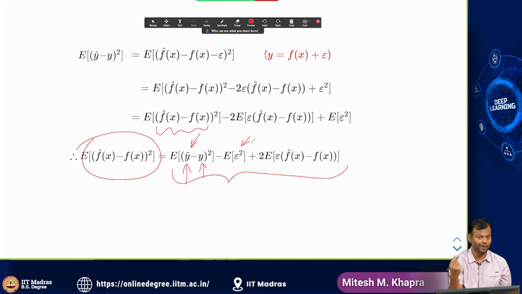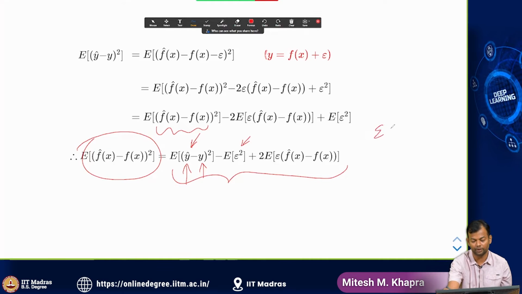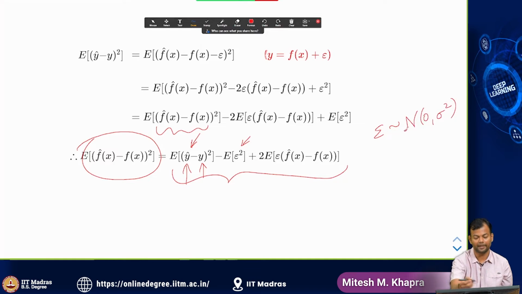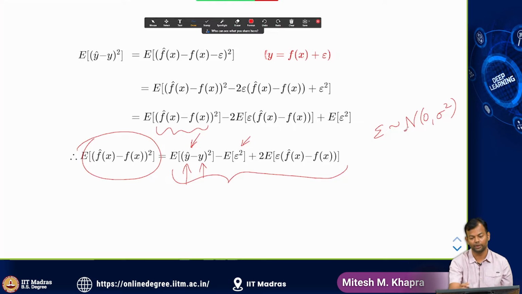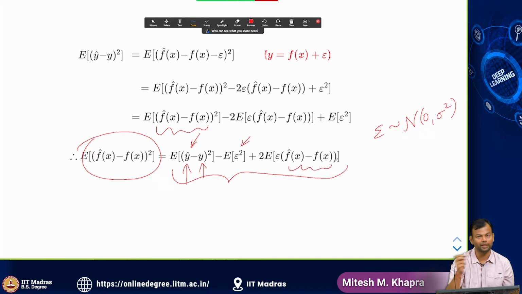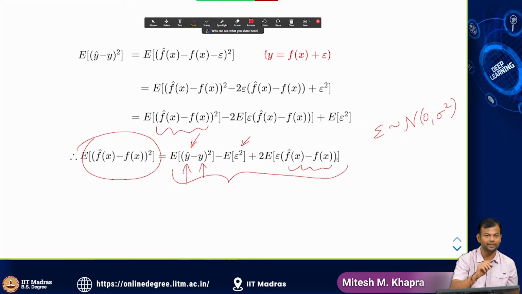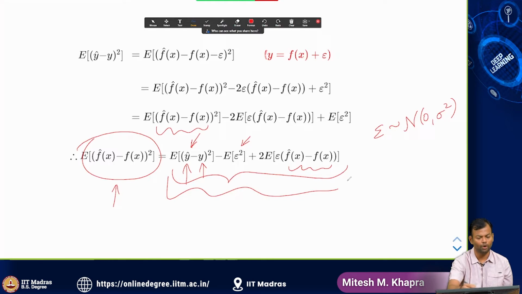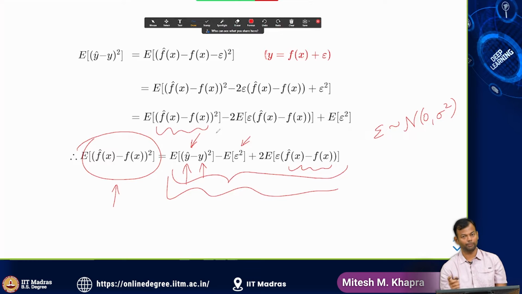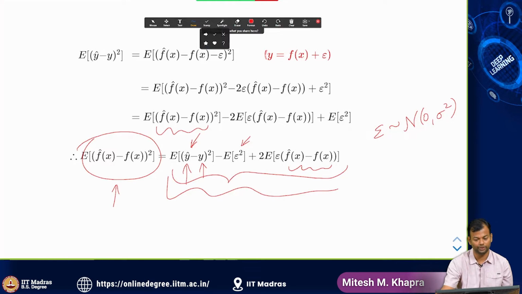Expectation of epsilon square I can estimate. I had already assumed that epsilon comes from the normal distribution, so expectation of epsilon square is just going to be sigma square. So, that I can compute. Again here I have a slight problem, but we will come back to this. So, I have now rewritten the quantity of interest in terms of a set of quantities, of which some I can compute, and there is one quantity which I can still not compute, but we will see how to deal with that.